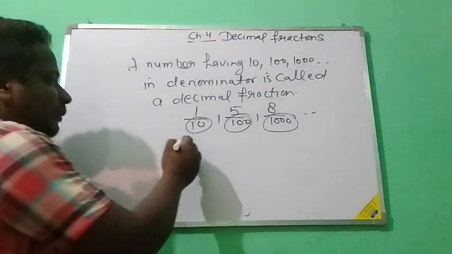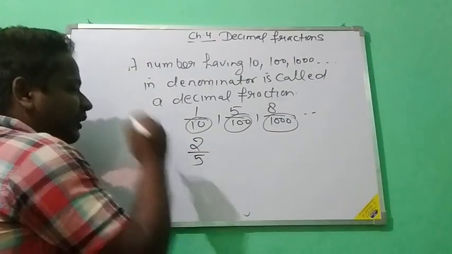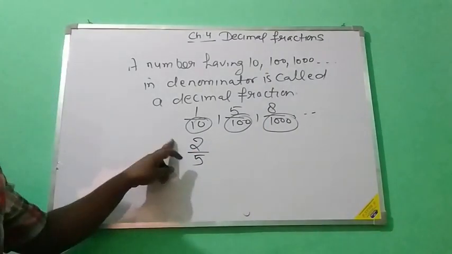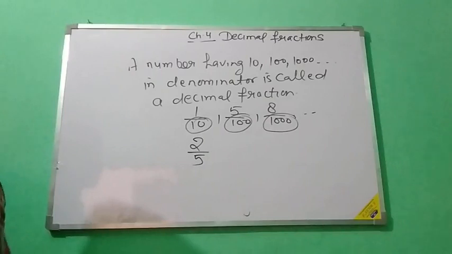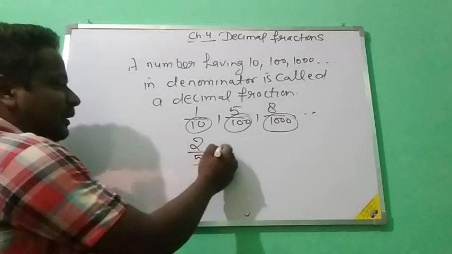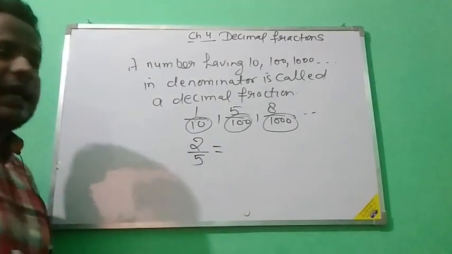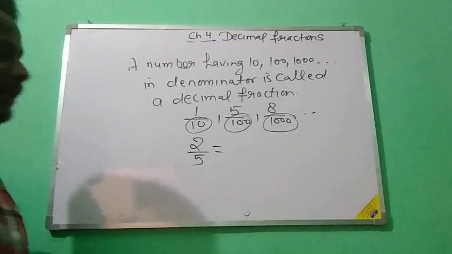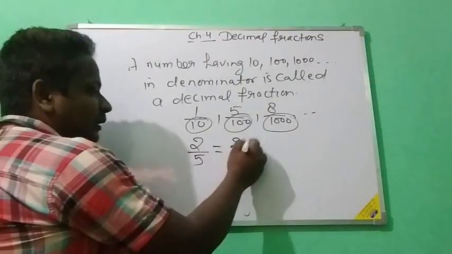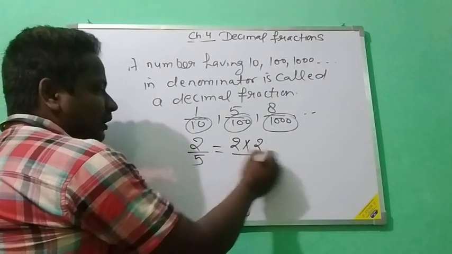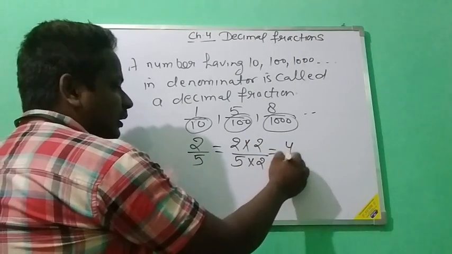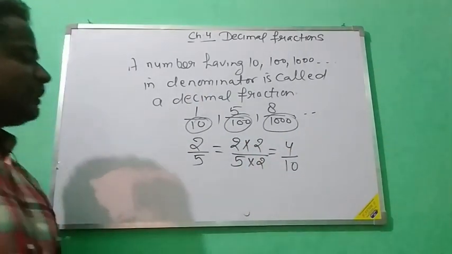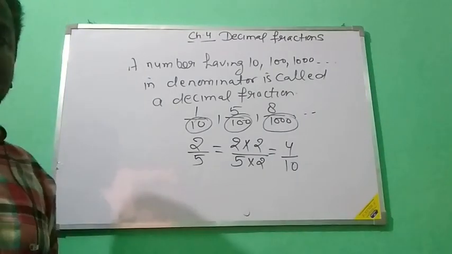Suppose I have a number 2 upon 5. Is this a decimal fraction? Yes, this is also a decimal fraction. Why? Because I can express this number with base 10. I need to multiply by 2 in the numerator and denominator, and it will become 4 upon 10. So it is also a decimal fraction.